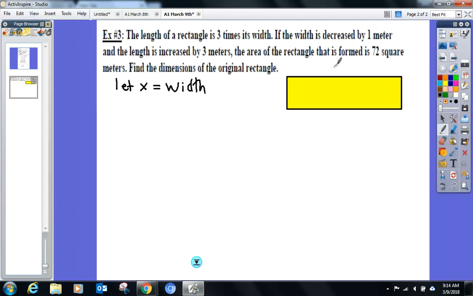Now, some people may call that the length. I don't know. And what's the length going to be if it's 3 times that? 3x. So 3x will be the length. We okay on the setup so far?